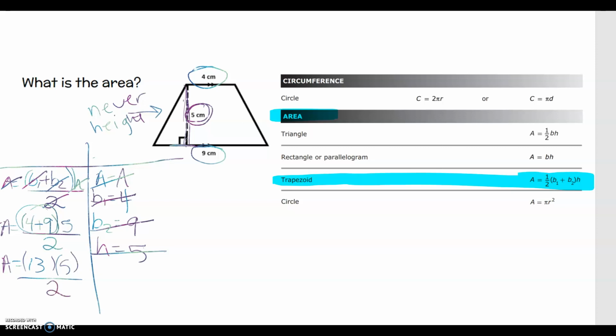So go ahead and pause here and do the 13 times 5, and go ahead and do the divided by 2 also, and see what you get. Okay, I am still going to break it down all the way for you just so you can see where all the numbers came from. So A equals, well, the 13 times 5 was 65, and then bring down your divided by 2, and that would have given you 32.5, or 32 5/10, or 32 1/2. So I'm going to write it larger over here. It's 32 5/10 centimeters squared. And that is the area of this trapezoid.